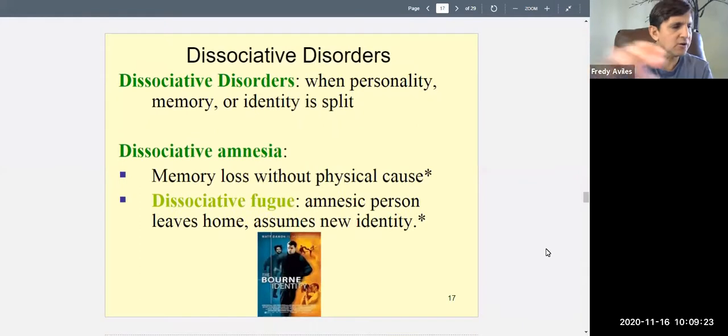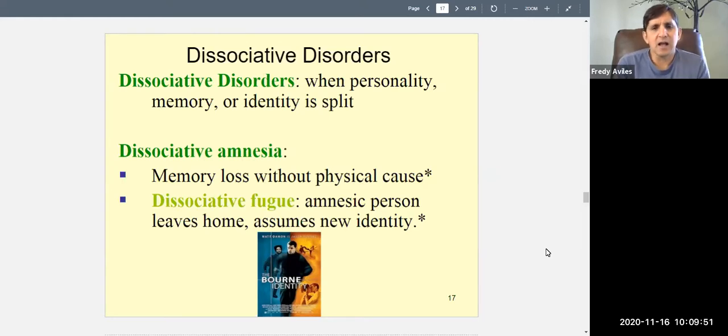There's other disorders that are also a little bit weird. Some of these weird disorders are called dissociative disorders. Dissociative disorders are when basically something about personality, memory, or identity is split. It comes in different forms, but dissociative disorders means that some part of your mind, of your memory, basically has been separated from the rest, and that causes certain problems.